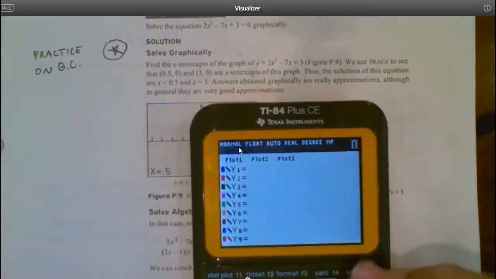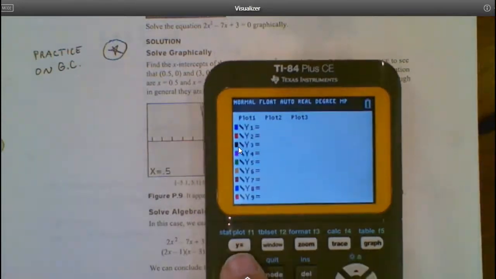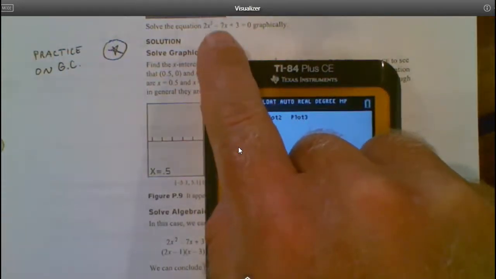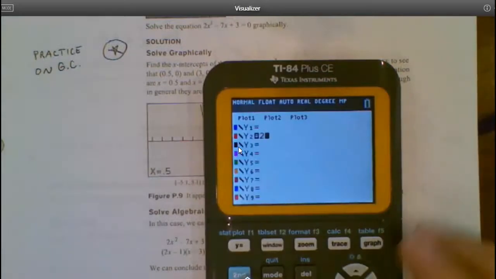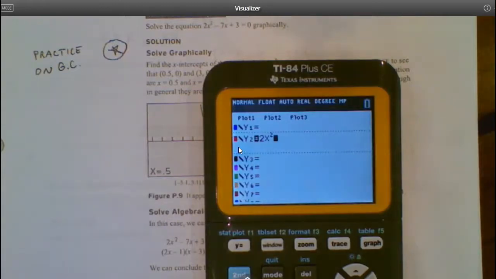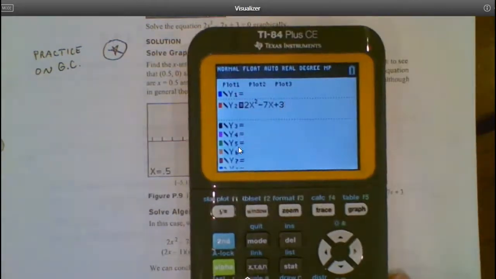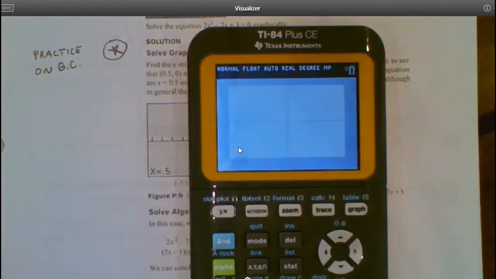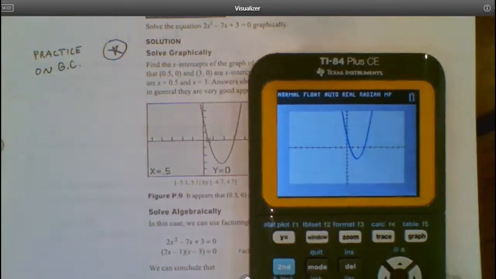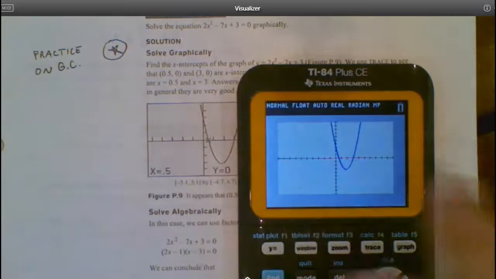So first things first, go to your y equals button again, and I'm simply going to type in the equation that we see right here. 2x squared minus 7x plus 3. And remember, we're using this button right here for x. So I'm going to go ahead and hit graph. And so we have our graph right there. Let me see if I can darken my background a little bit. There we go, that's better. So we're looking at the same graph that you see on the display window right there.